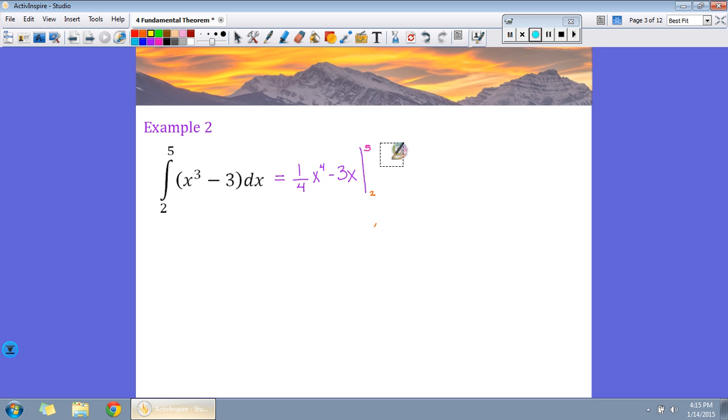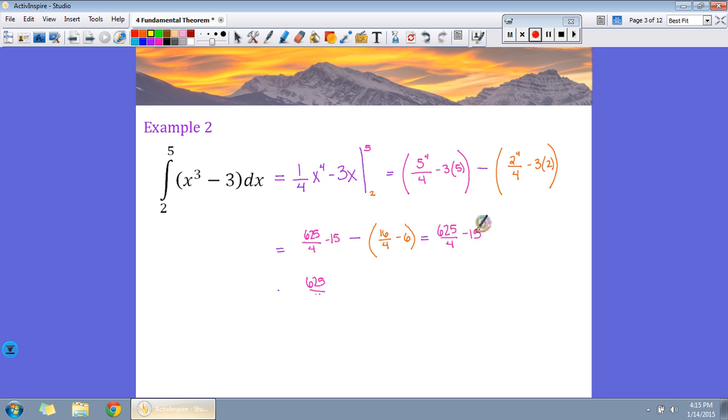Okay, we are going to evaluate at 5 first, and then at 2. 5 to the 4th power is 625, divided by 4, minus 15, minus 16 divided by 4, minus 6. And our final answer is 573 divided by 4. This number represents the area under x cubed minus 3 on the interval from 2 to 5.